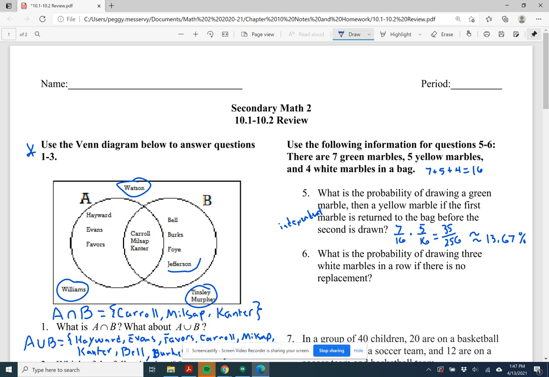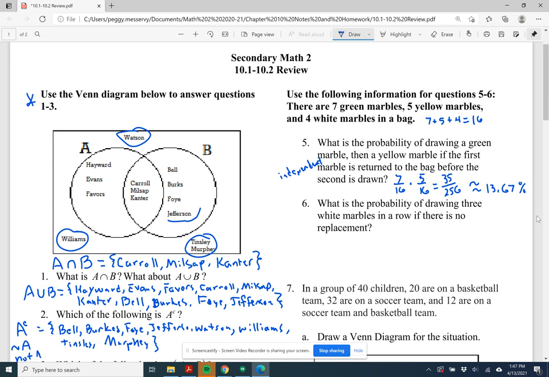All right, next question. What is the probability of drawing 3 white marbles in a row if there's no replacement? So the probability that the first one is white is going to be 4 out of 16, which we'll reduce in a minute. Second one being white, remember we're not replacing, so there are now only 3 white marbles to draw from out of the 15 total, not 16 anymore because we took out 1, times there are now 2 white marbles, but only 14 total marbles to choose from. So I'm going to reduce all these fractions.